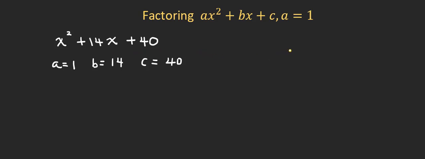What you want to do is try the X method. The X method is where you put a times c on top and you put b on the bottom. Basically, you're trying to find two numbers such that when you multiply them, you get ac, but when you add them up, you get b. So this is what I mean. What is a times c? 1 times 40 is 40.